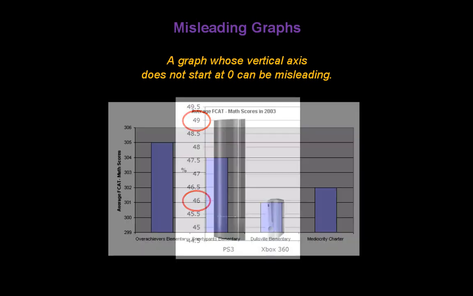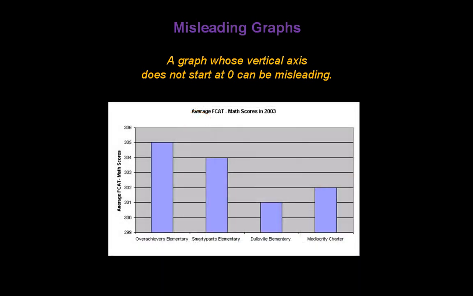Let's take a look at another example. Here are the math scores from 2003 for 4 elementary schools. This is a misleading graph. Look at the vertical axis. It starts at 299, not at 0. Because of that, it makes it look as though the kids at Overachievers Elementary are 3 times as smart at math as the kids at Dullsville Elementary.